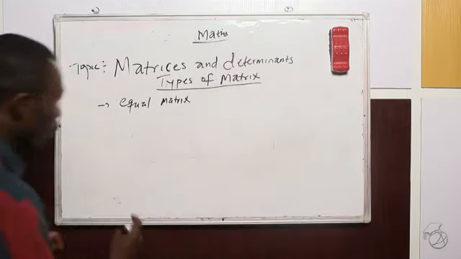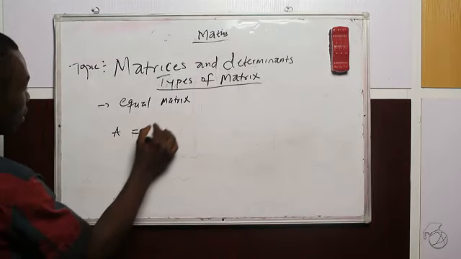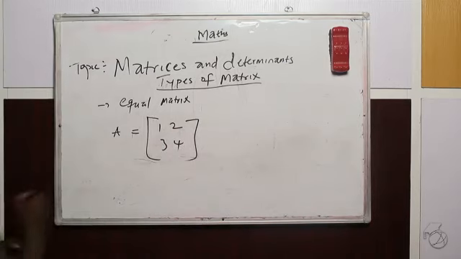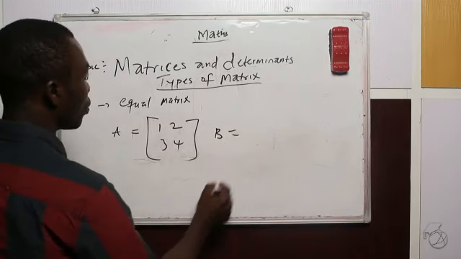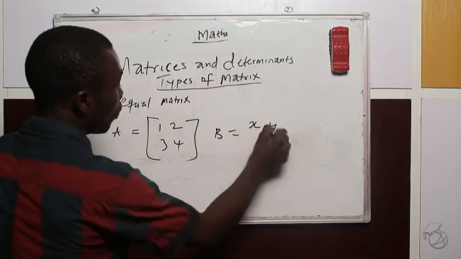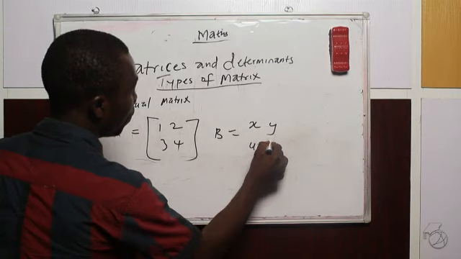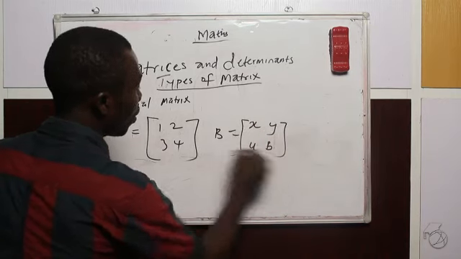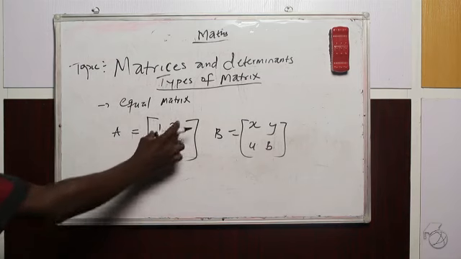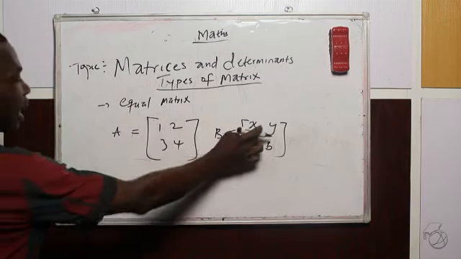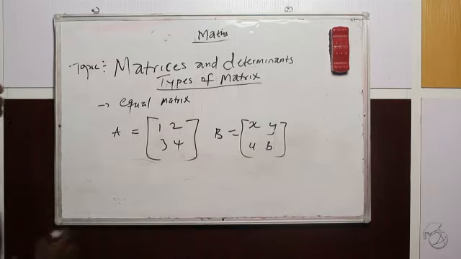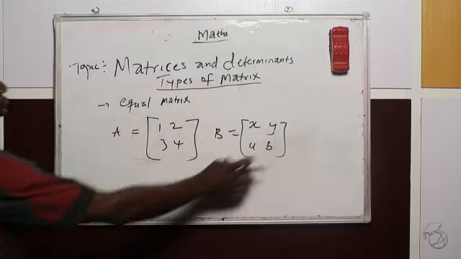For example, what is an equal matrix? Where we have A is equal to 1, 2, 3, 4, and the matrix B is equal to X, Y, U, B. Now, how is it equal? The corresponding elements are equal. We have 1 corresponds to X, 2 to Y, 3 to U, 4 to B.